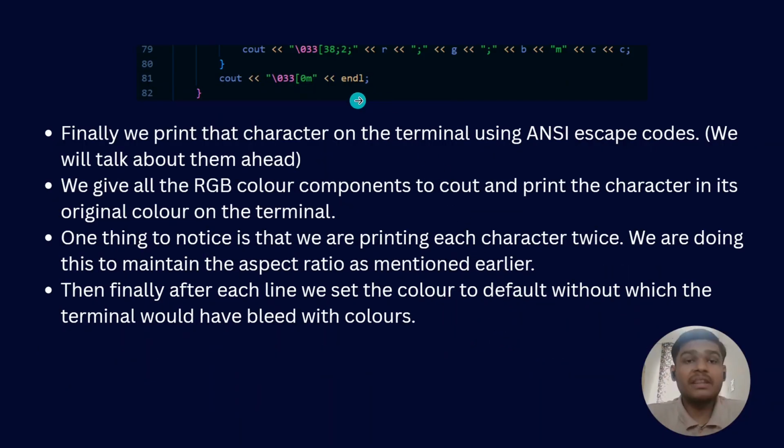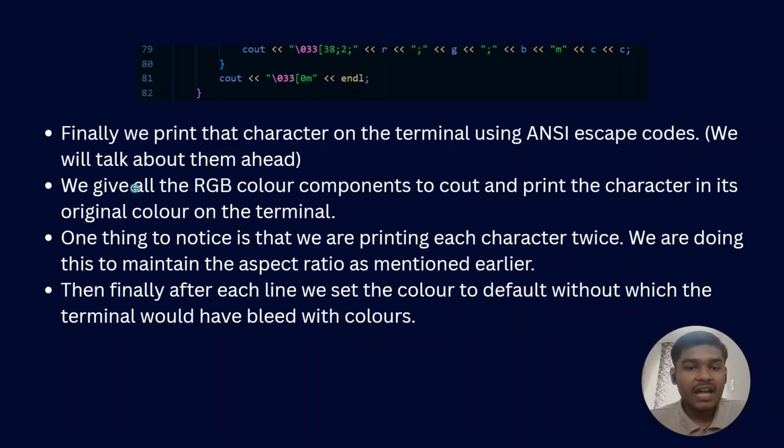Now next, this part comes in which we are printing the exact ASCII character on the terminal in its exact colors with the original RGB components which we have derived from the library. So finally, we have printed the characters on the terminal using the ANSI escape codes. Don't worry, we will talk about them ahead. It's a new concept and I will tell about it in detail.